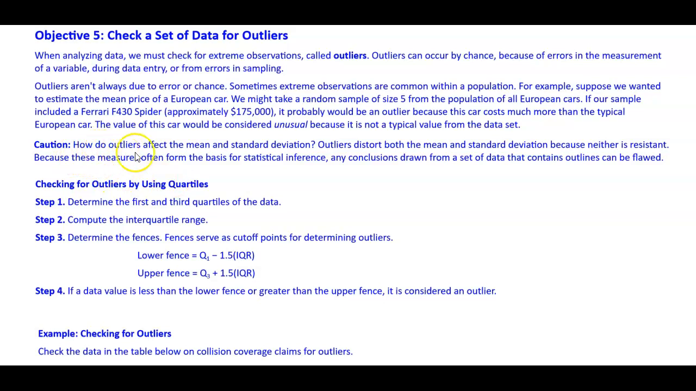Caution: how do outliers affect the mean and the standard deviation? Outliers distort both the mean and standard deviation because neither is resistant. Because these measures often form the basis for statistical inference, any conclusions drawn from a set of data that contain outliers can be flawed.